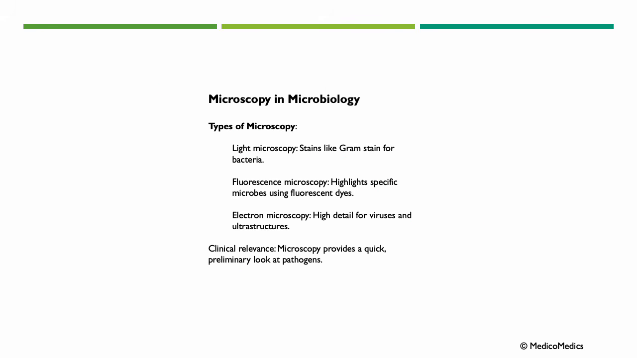Now, some types of microscopy used in microbiology. Well, we have light microscopy, so stains like gram stain for bacteria. Fluorescence microscopy highlights specific microbes under fluorescent dyes. Electron microscopy, high detail for viruses and ultrastructures. So microscopy provides a quick preliminary look at pathogens.